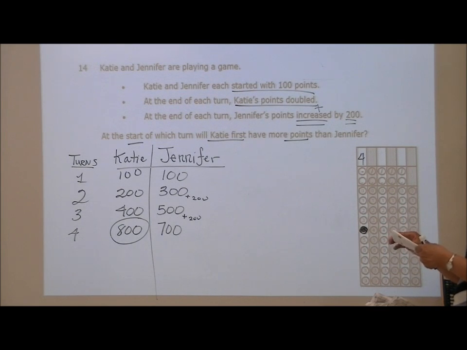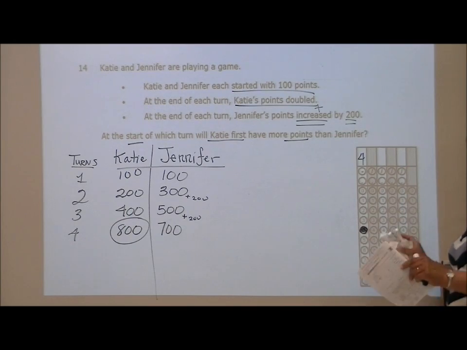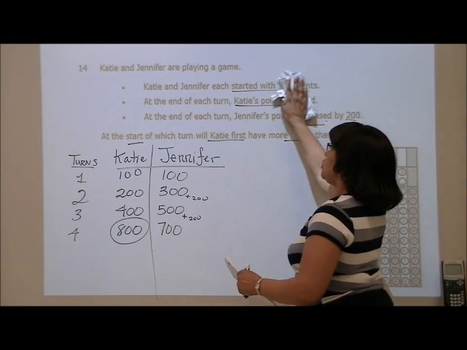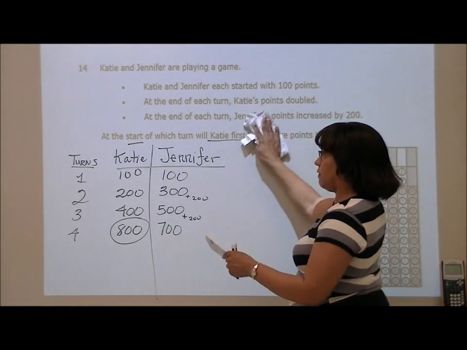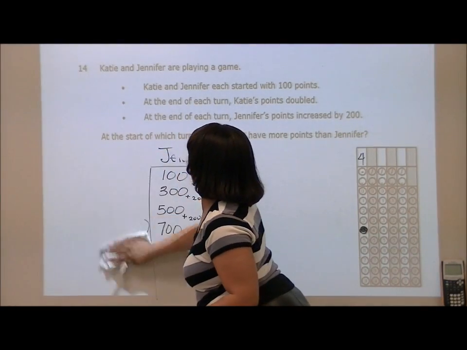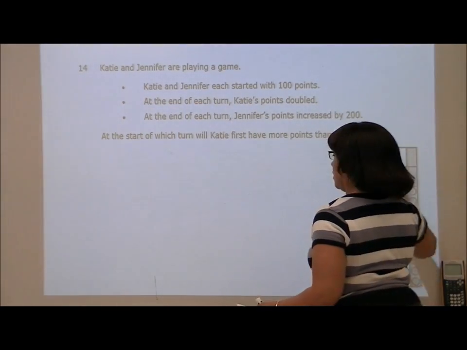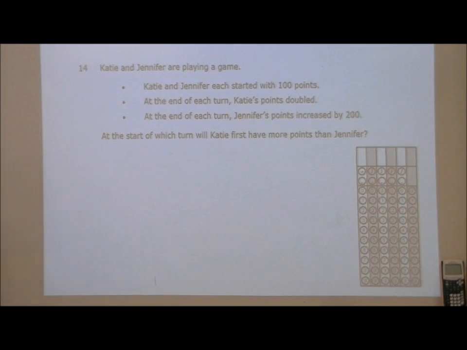Now the last problem we're going to do in this section, this is all calculator inactive, so you cannot use a calculator on anything that we just did, which is perfectly fine because you can do all of this without a calculator. Okay, let's move to number 15.